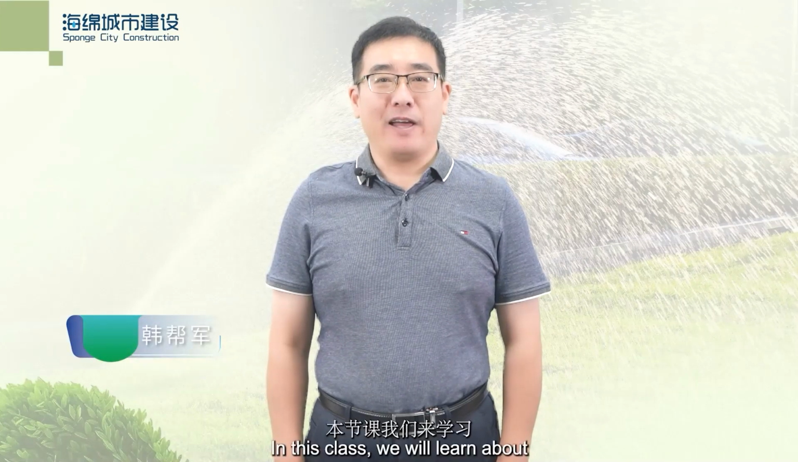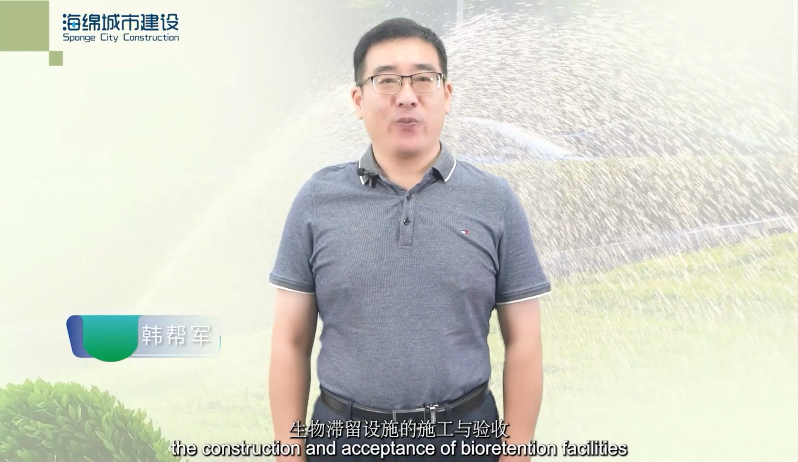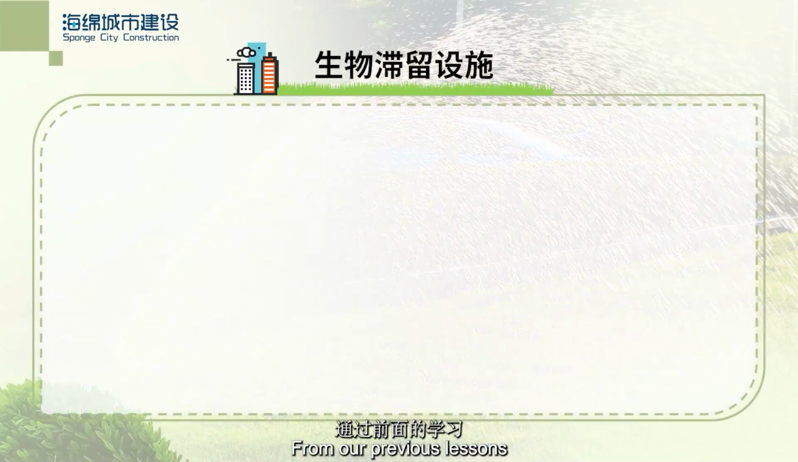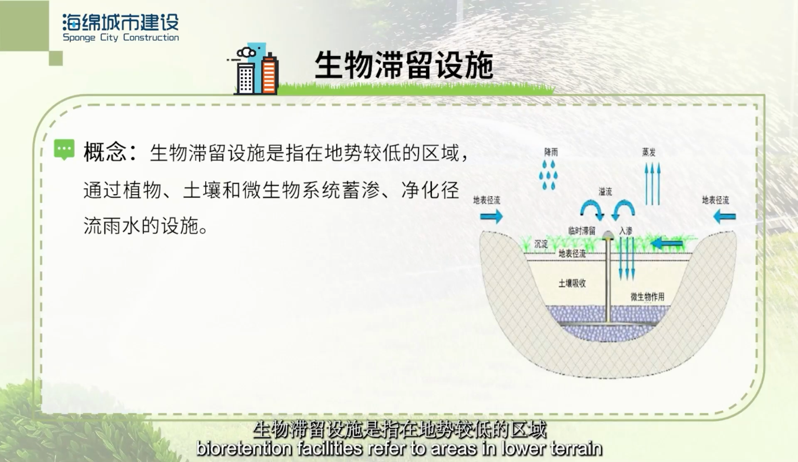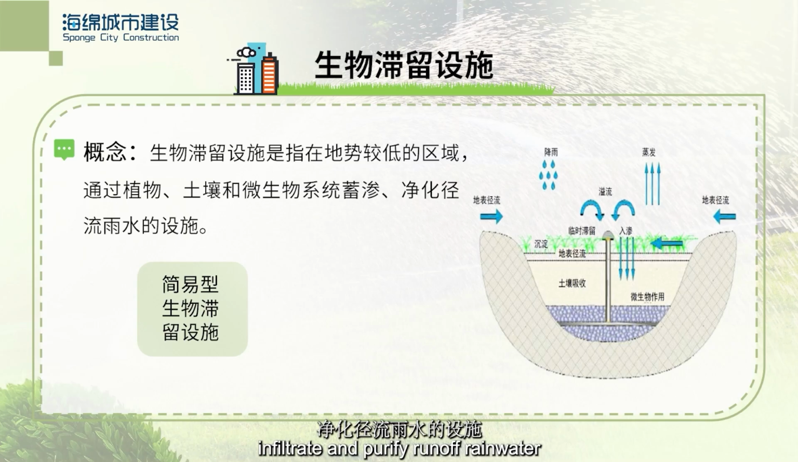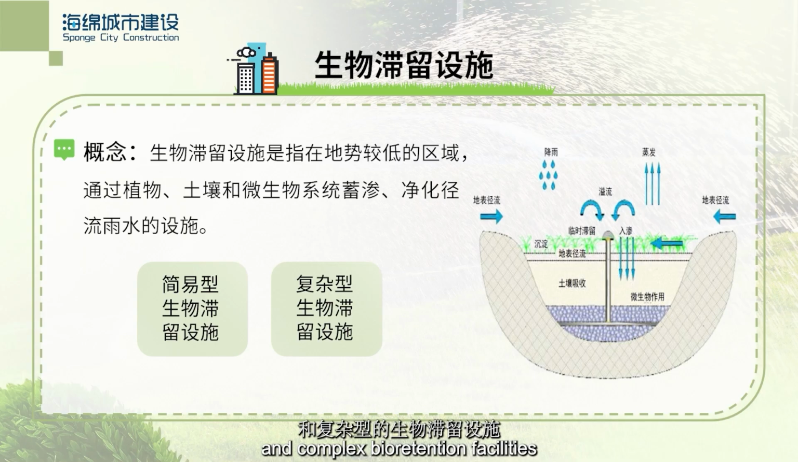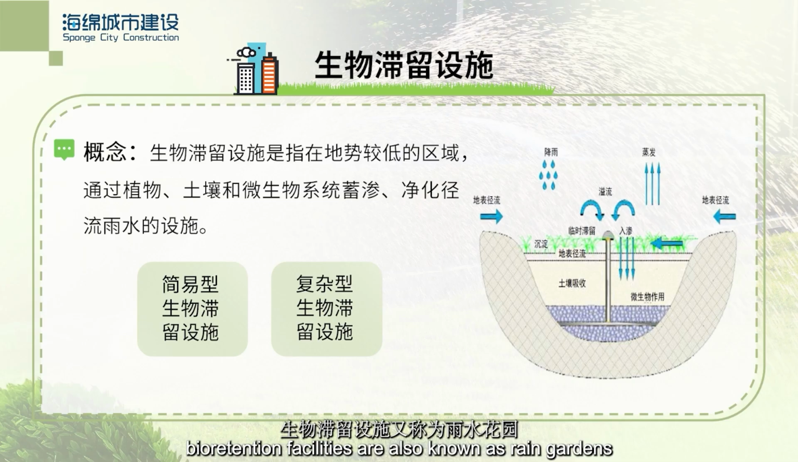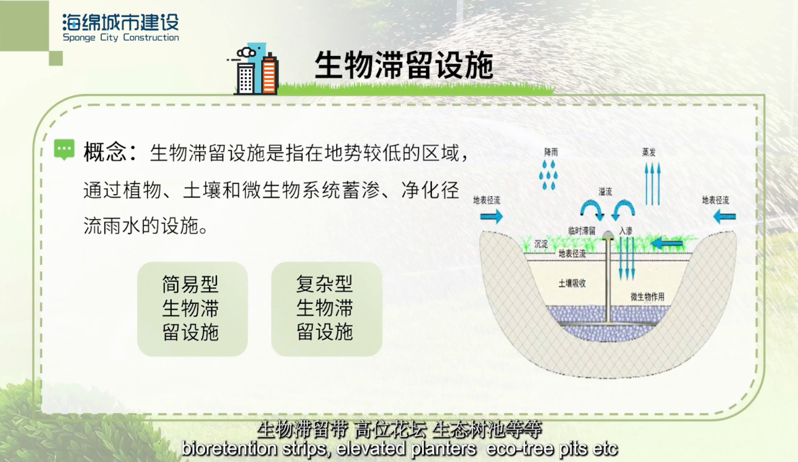Hello, everyone. In this class, we will learn about the construction and acceptance of bioretention facilities. From our previous lessons, we know that bioretention facilities refer to areas in lower terrain where plants, soil, and microbial systems are used to infiltrate and purify runoff rainwater. They are divided into simple bioretention facilities and complex bioretention facilities. Depending on their application location, bioretention facilities are also known as rain gardens, bioretention strips, elevated planters, eco-tree pits, etc.